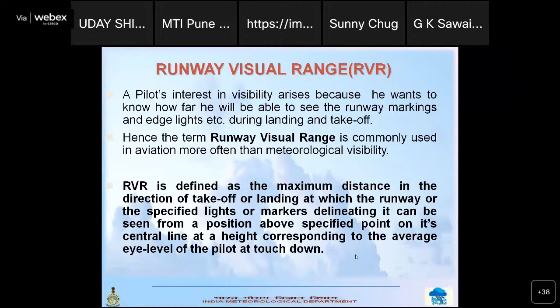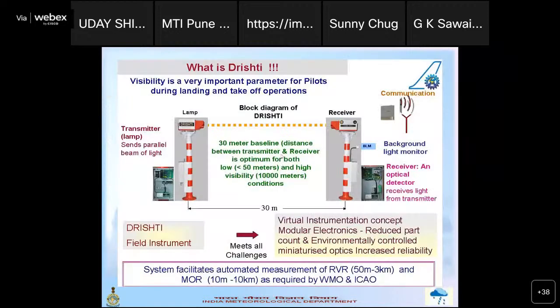RVR is calculated instrumentally by the transmissometer, and some parts are involved in the calculation of RVR. The scientist is known as Allard, and based on Allard's law, RVR is calculated. This is the transmissometer. We have deployed more than 50 transmissometers across all Indian civil airports, maintained by IMD, India Meteorological Department. This is a DISTI-made, NAL-made instrument, made by NAL Bangalore.